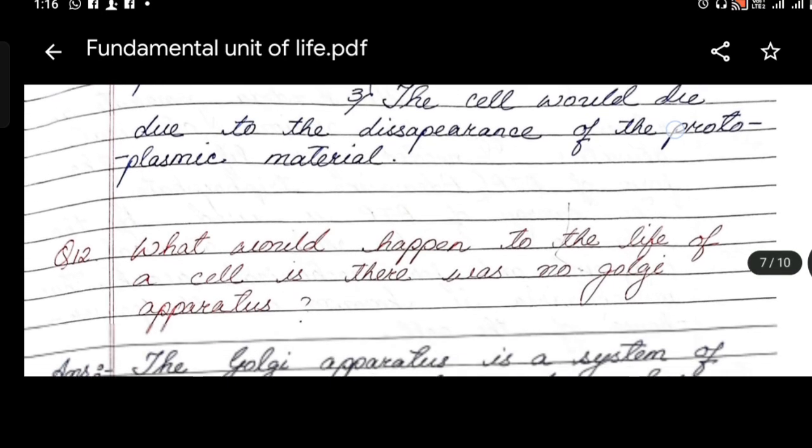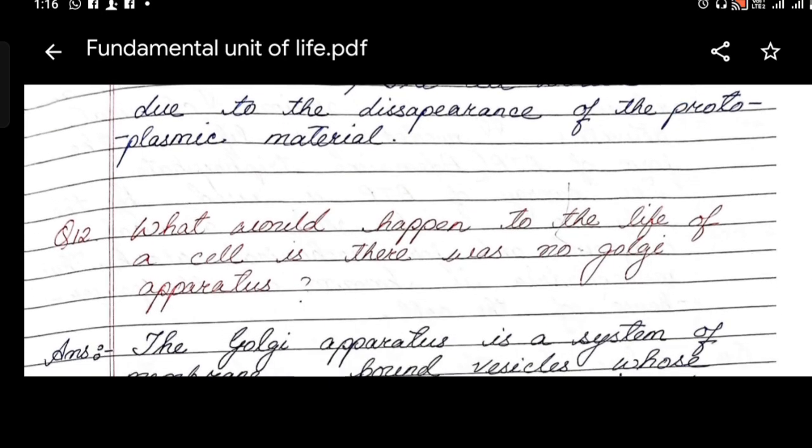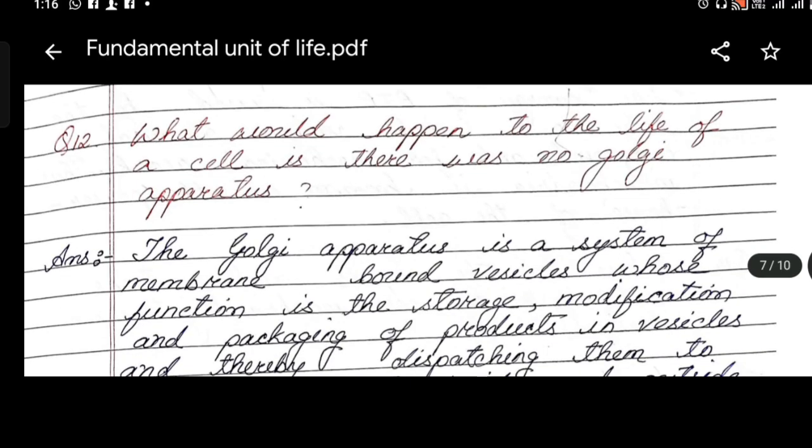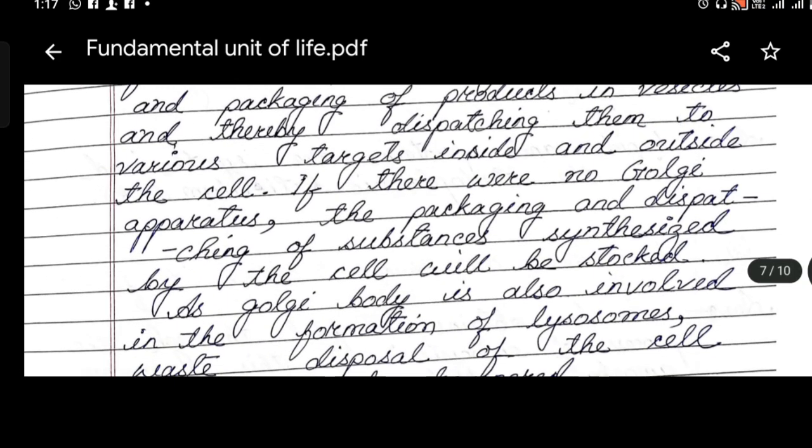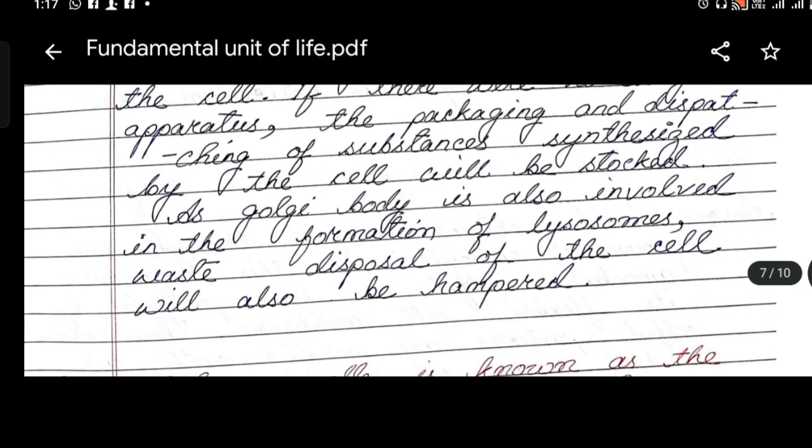Question number 12. What would happen to the life of a cell if there was no Golgi apparatus? Answer. The Golgi apparatus is a system of membrane bound vesicles whose function is the storage, modification, and packing of products in vesicles and thereby dispatching them to various targets inside and outside the cell. If there were no Golgi apparatus, the packing and dispatching of substances synthesized by the cell would be stopped, as Golgi body is also involved in the formation of lysosomes. Waste disposal of the cell will also be hampered.